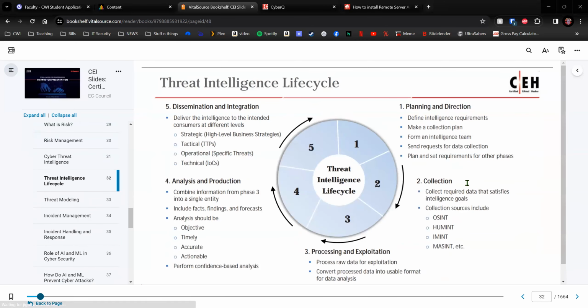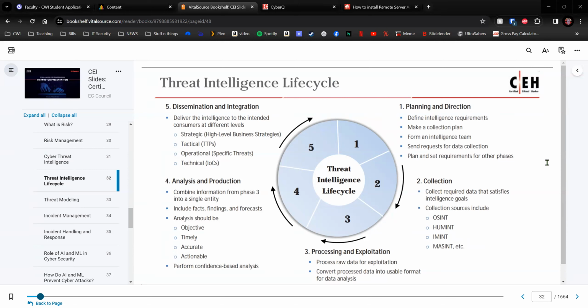Threat intelligence life cycle. Okay, this one I will tell you is very important. I've seen this quite a few times. Planning and direction. And like most things when it comes to CEH, a lot of them are just part of a cycle that repeats. Define intelligence requirements, make a collection plan, form an intelligence team, send requests for data collection, plan and set requirements for other phases, collect required data that satisfies intelligence goals.